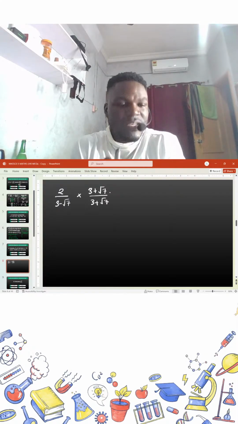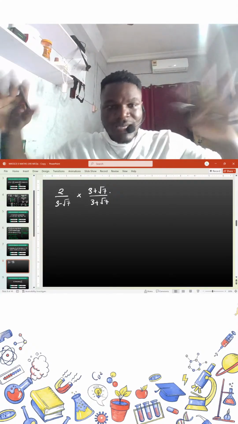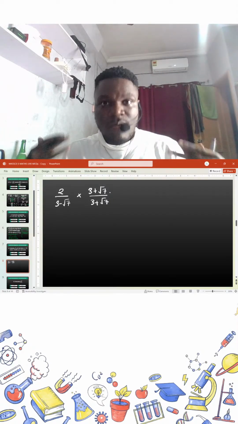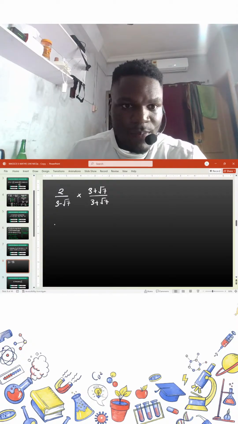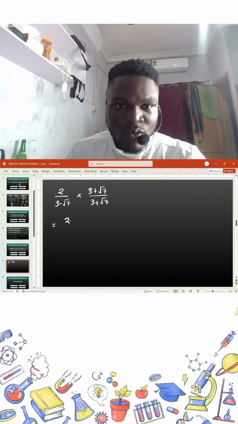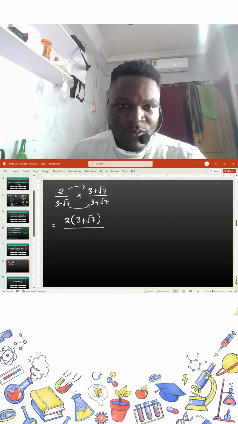After I've taken this first step, all I need to do is multiply the numerators, then multiply the denominators, and the answer I get becomes the solution to my problem. I hope we get it. So let's proceed. Here we'll have 2 multiplied by 3 plus root 7 at the top. So we take it individually. We have 3 minus root 7 multiplied by 3 plus root 7.